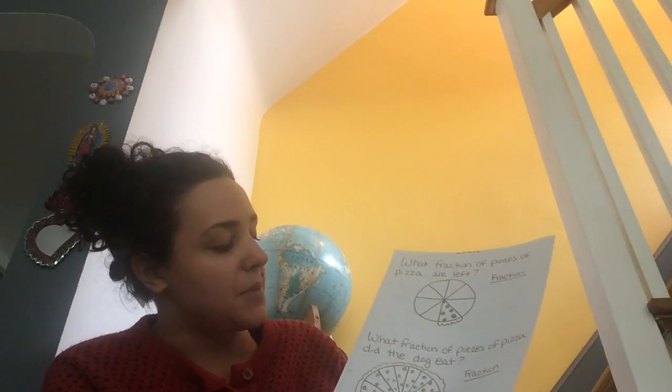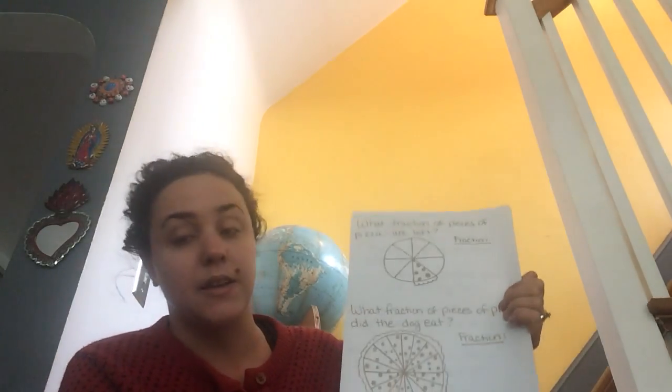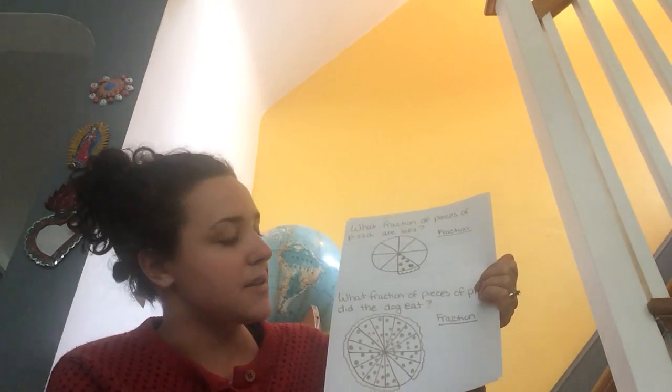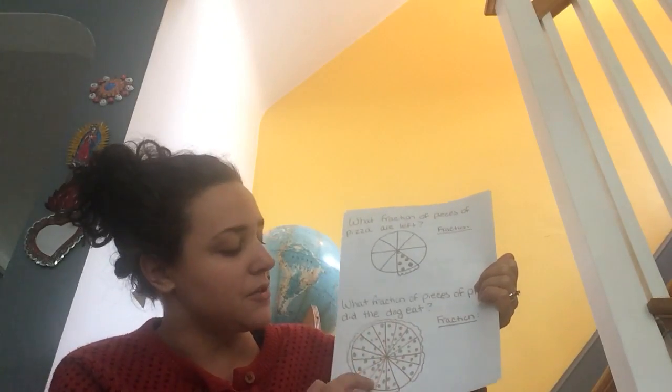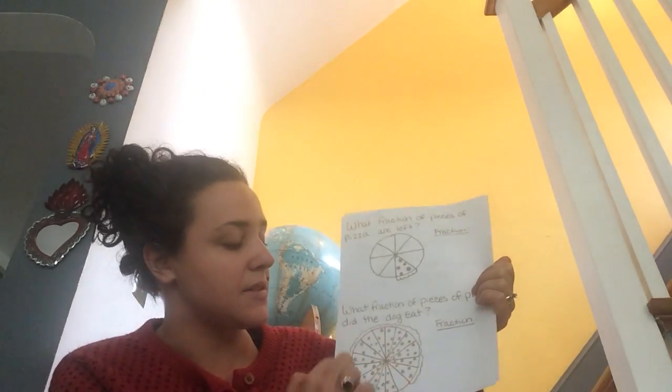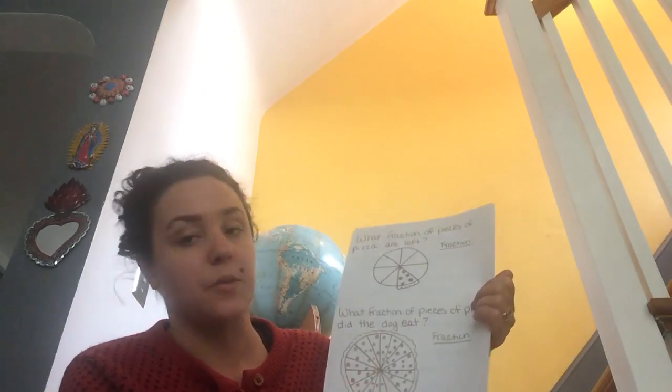What fraction of pieces of pizza did the dog eat? So that's related to the book, and there's the missing slice. So they would have to count these up to use them as the denominator, and then the missing one as the numerator.